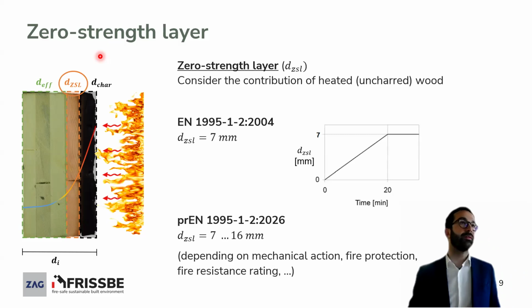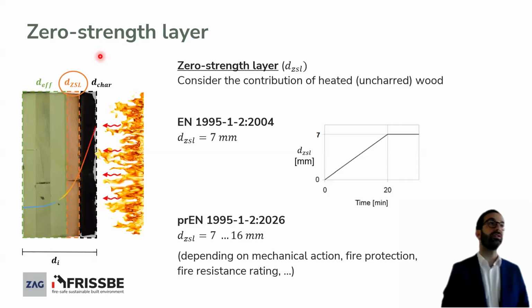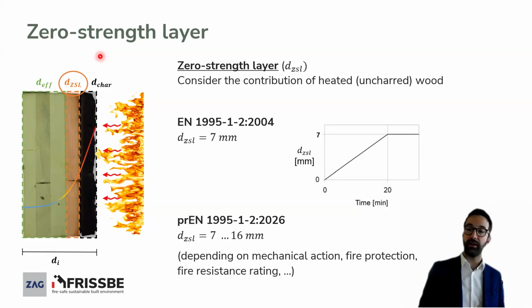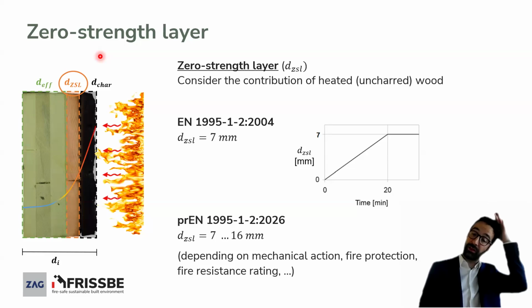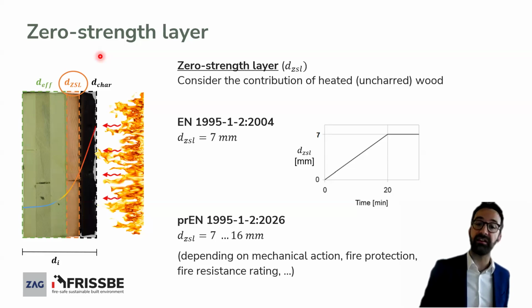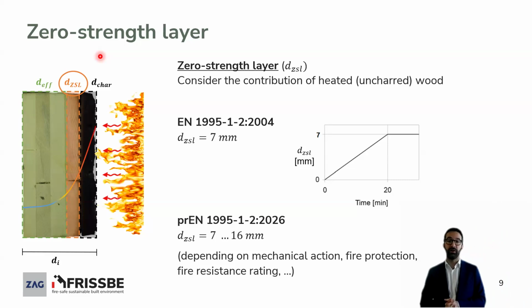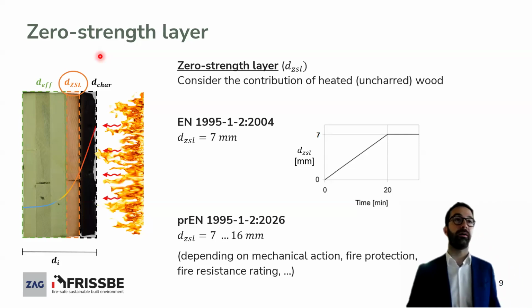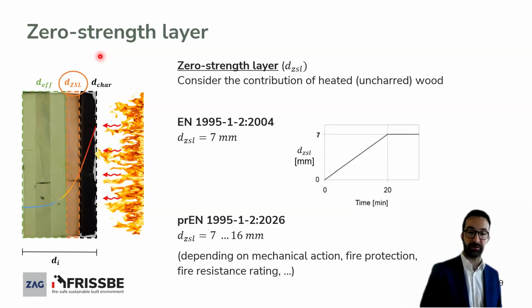Then we have the other aspect, which is the so-called zero-strength layer, which is considered uncharred wood that has been heated above ambient temperature. We have different values of this. The previous zero-strength layer, according to Eurocode 5, assumed 7 millimeters. That would increase from 0 to 7 millimeters within the first 20 minutes of the fire exposure. And in the new version of Eurocode 5, we have a value that, depending on mechanical action, fire protection and fire resistance rating, would move from 7 to 16 millimeters.